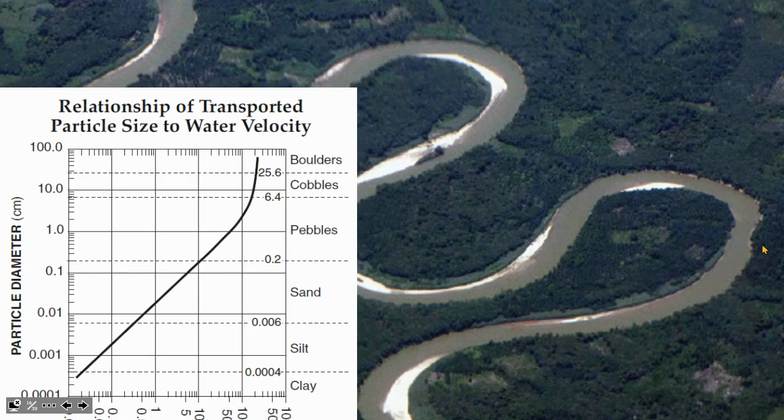As we go around, this is now the cut bank. Material is being eroded away. The inside of the meander is the point bar, and again, we see some more deposition there. Inside deposition, inside the meander, we see deposition.